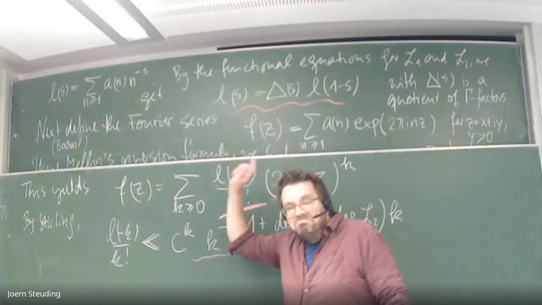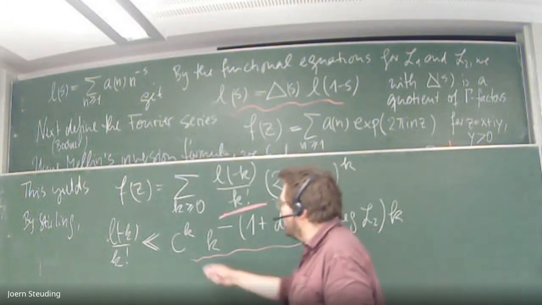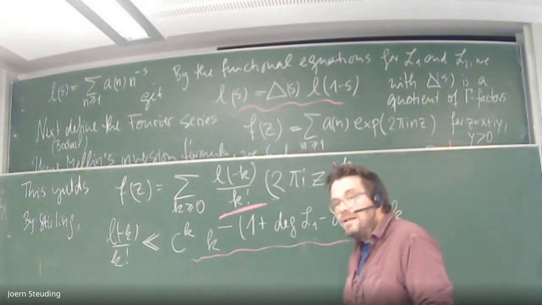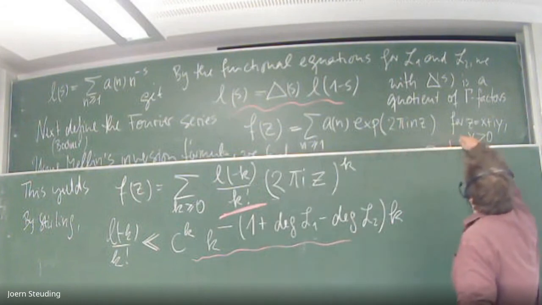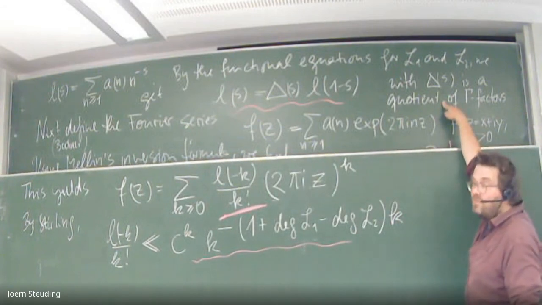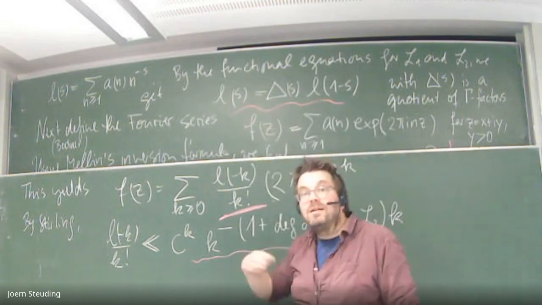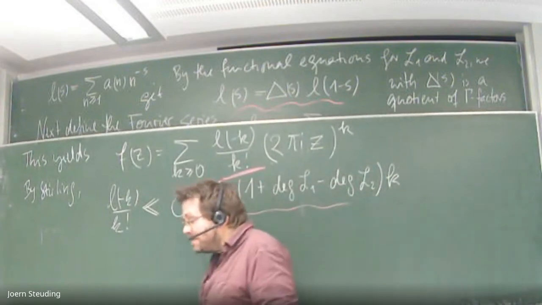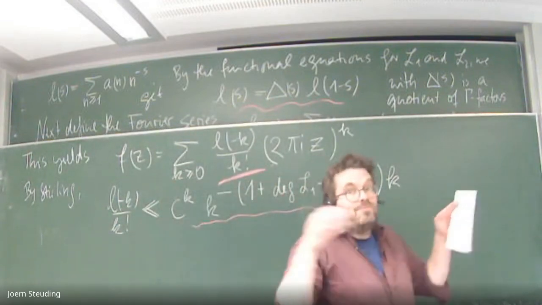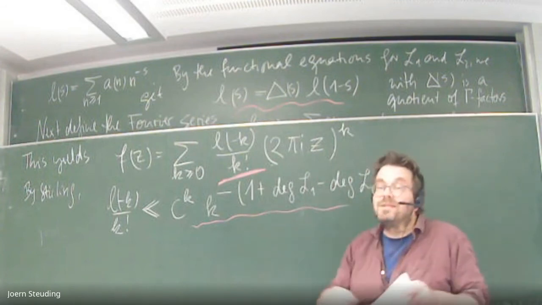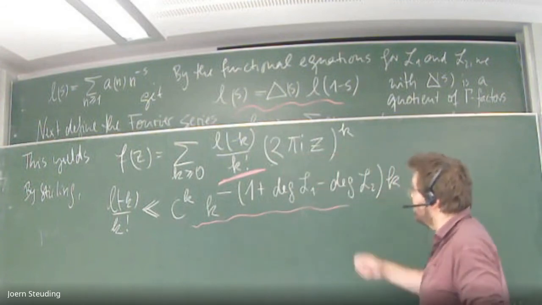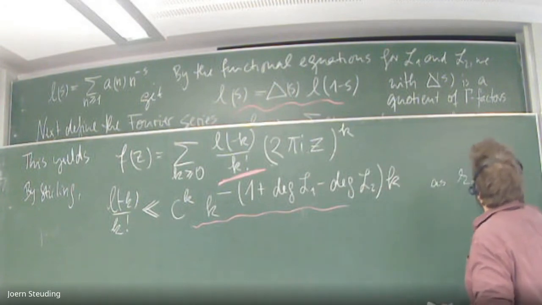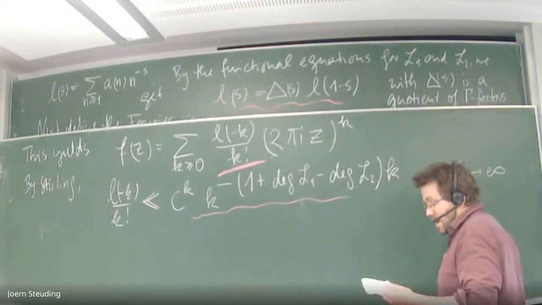This constant, don't pay attention to it, that's not important. Here we have the degree of L1 and L2. That is, in some sense, the number of gamma factors in the functional equations for L1 and L2. And there is a deep conjecture that this degree is similar to the degree of polynomials, something from the set of positive integers or 0. That is not too important here. But as k tends to infinity, we have this upper bound.